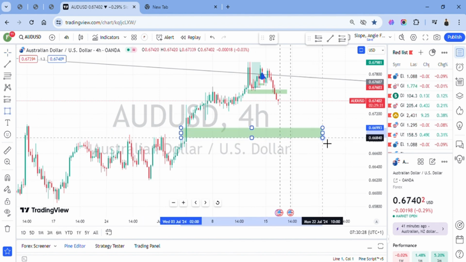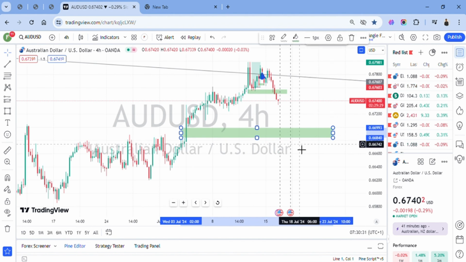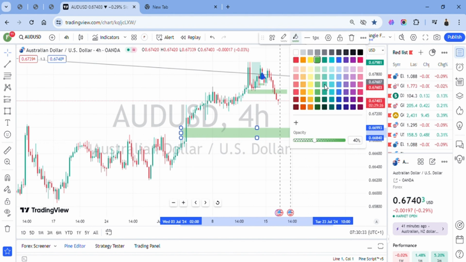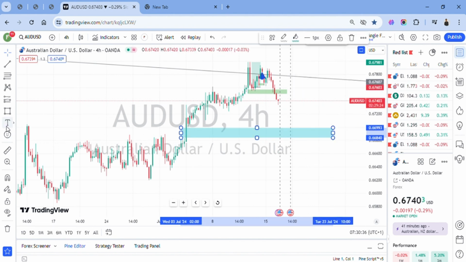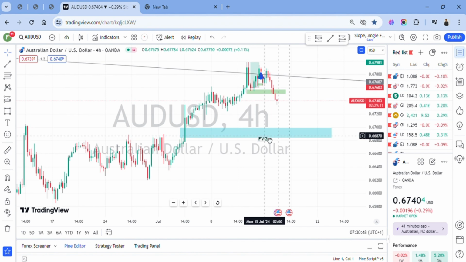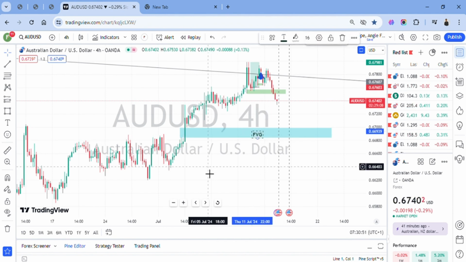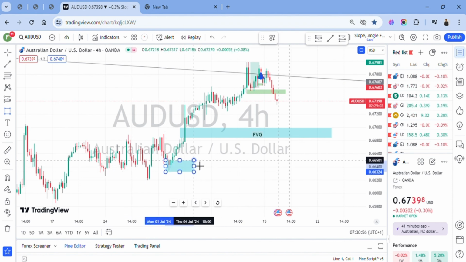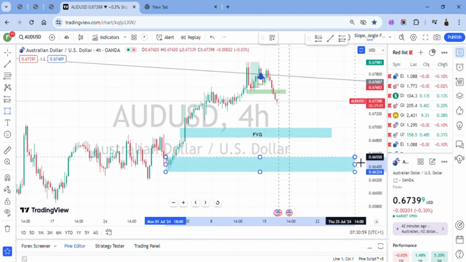This is our fair value gap, FVG, fair value gap. So let me give it a different color. There we go, guys. Let me still indicate it on the text. Fair value gap, FVG. All right. Can call it an area of imbalance. Fair value gap, and then where is our demand zone? This is our demand zone. All right, so this is our demand zone and this is our fair value gap.